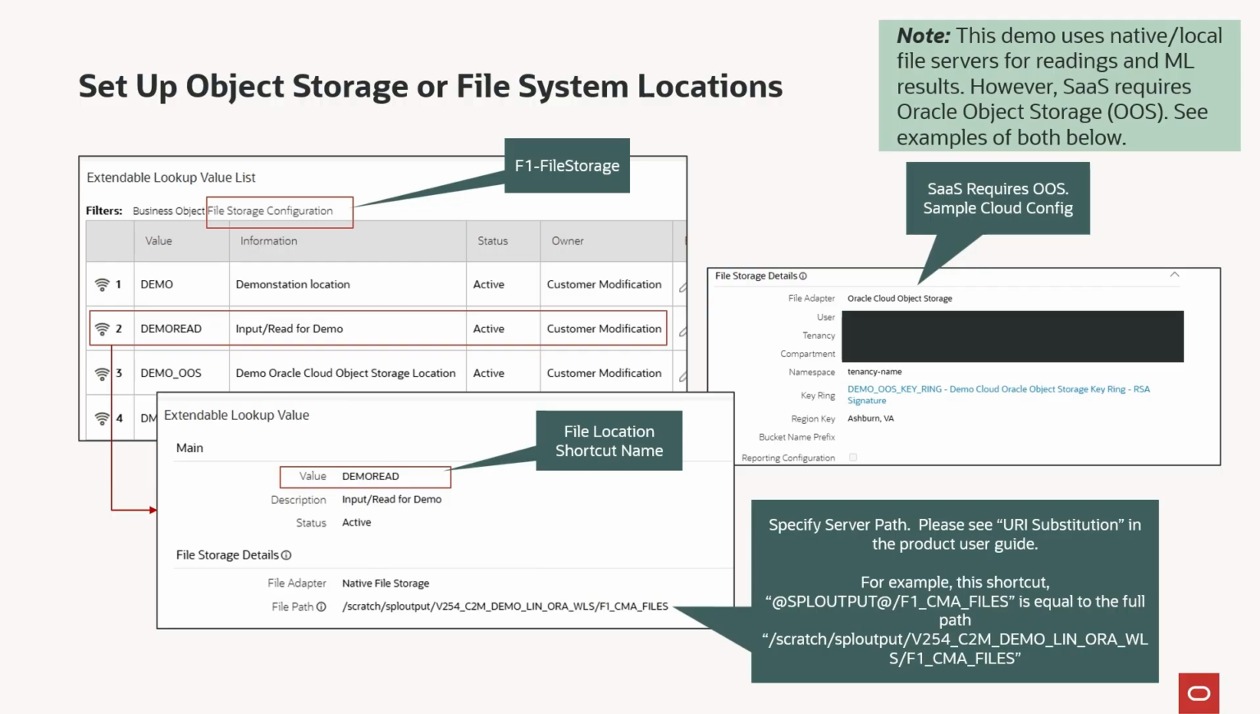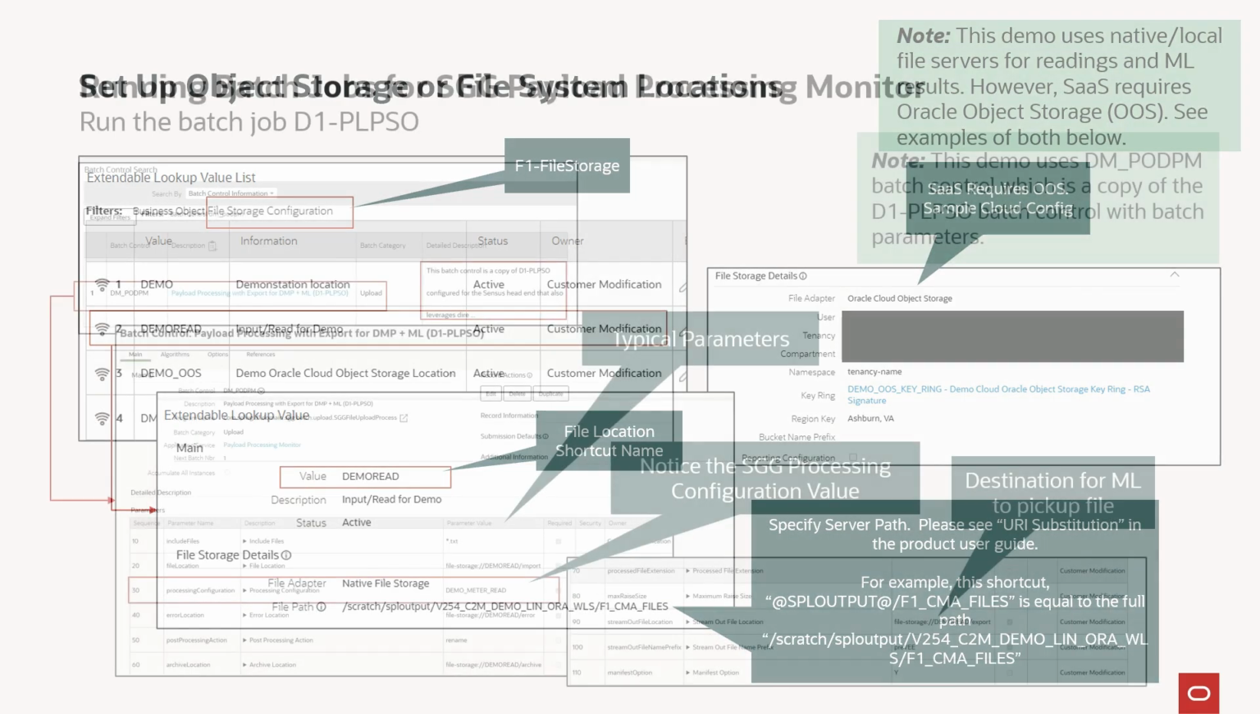To configure this, go to Extendable Lookups and search for F1 file storage. Then, create a file location shortcut based on where your data will be retrieved and stored. Remember the shortcut value you specify. You will need this later on. Finally, specify a server directory or object storage path.